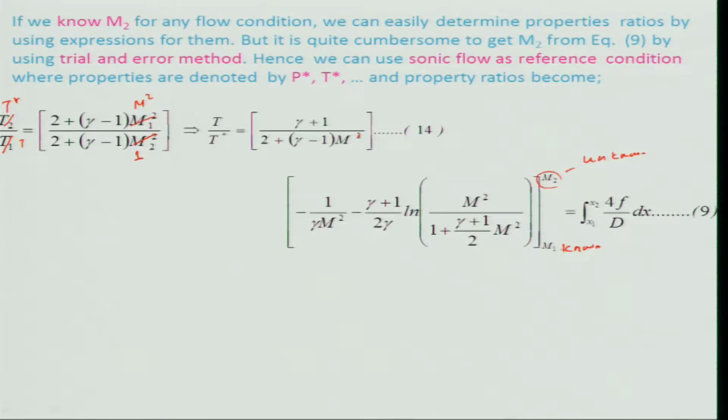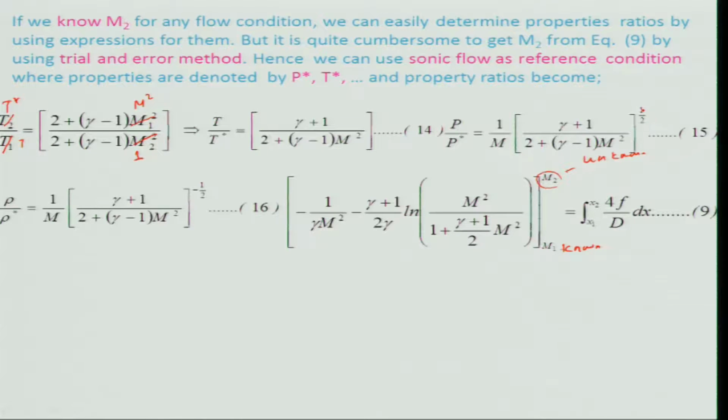That means, whatever we have derived earlier, we can get this expression with reference to the sonic condition. Similarly, for the pressure ratio, we can get P by P star equal to 1 by M into the bracket of (gamma plus 1) divided by (2 plus (gamma minus 1) M square) to the power half, and rho by rho star is 1 over M. I can get a similar expression, only the sign is changing, that is minus.